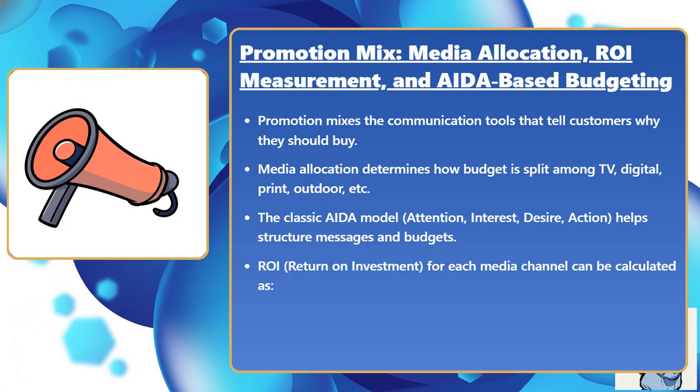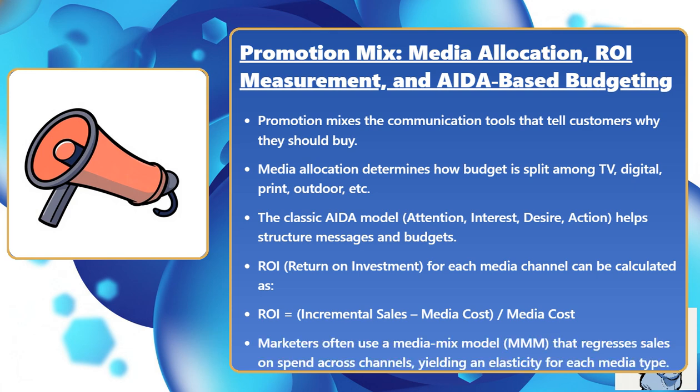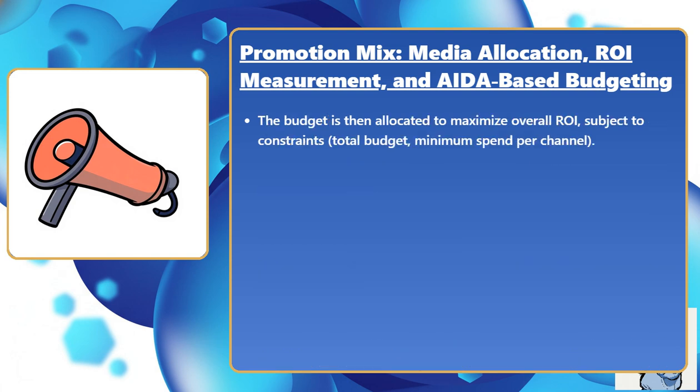ROI, return on investment, for each media channel can be calculated as ROI equals incremental sales minus media cost, divided by media cost. Marketers often use a media mix model, MMM, that regresses sales on spend across channels, yielding an elasticity for each media type. The budget is then allocated to maximize overall ROI, subject to constraints: total budget and minimum spend per channel.